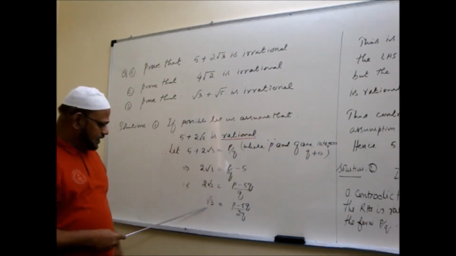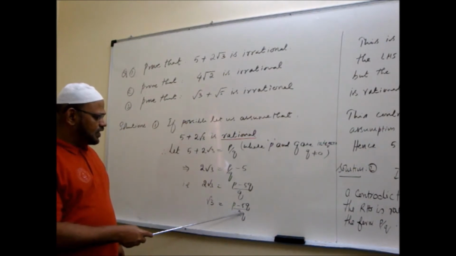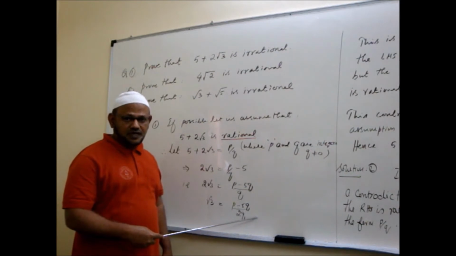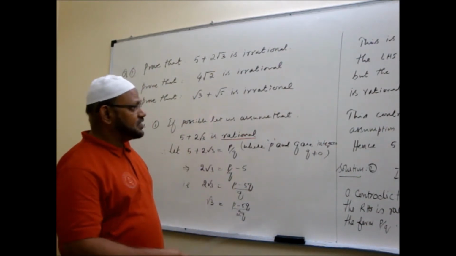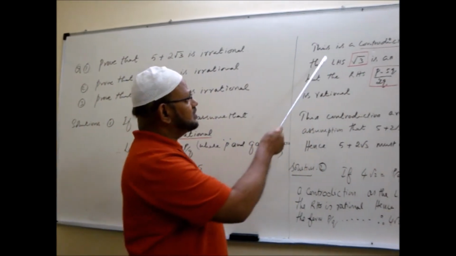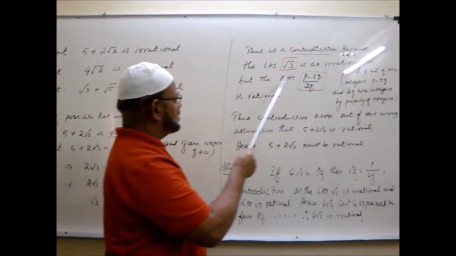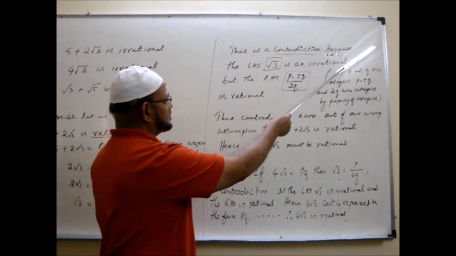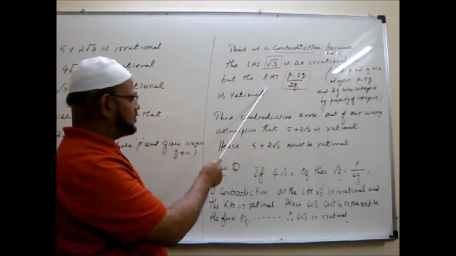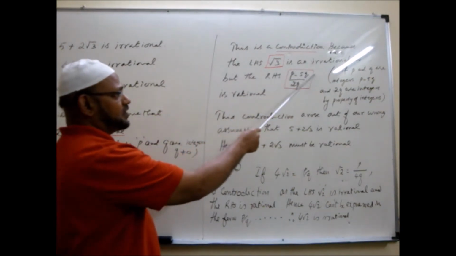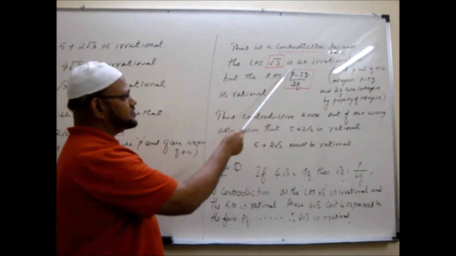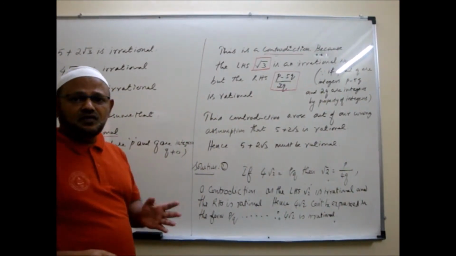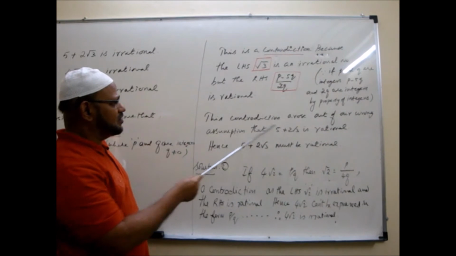Ultimately we get an irrational number equal to a rational number. It is impossible. No irrational number can be equal to a rational number. So that is why we call it a contradiction. Here we say this is a contradiction because the left hand side of the statement, root 3, is an irrational number, whereas the right hand side, after transposing and all, we get this, which is rational. So an irrational number cannot be equal to a rational number. That is why this is a contradiction.